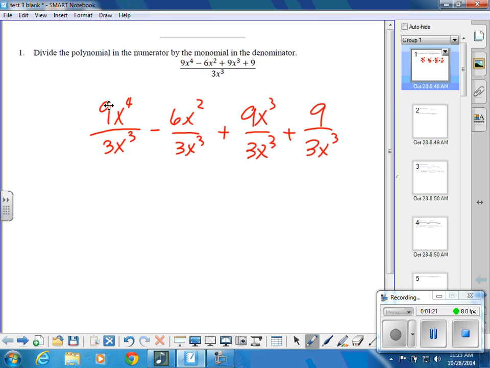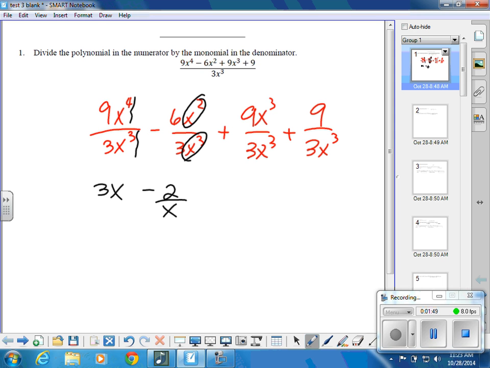So here, 3 goes into 9 3 times, and I have an x to the 4 and an x cubed, so I'm going to have a bigger x left over in the numerator. I have nothing in the denominator now. This next one, 3 goes into 6 twice. And notice I have a smaller x on top and a bigger x on the bottom, so I'm actually going to have an x left over on the bottom, so I need to write that in the denominator like that.